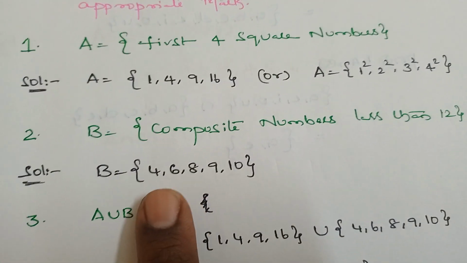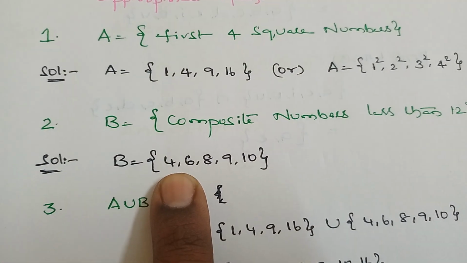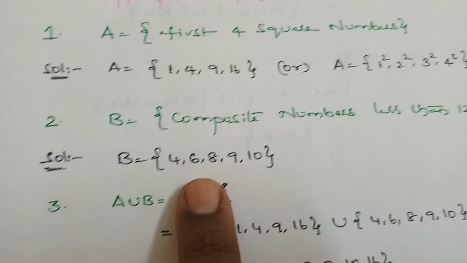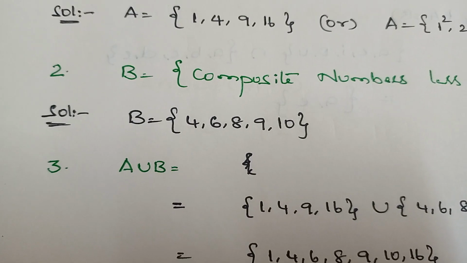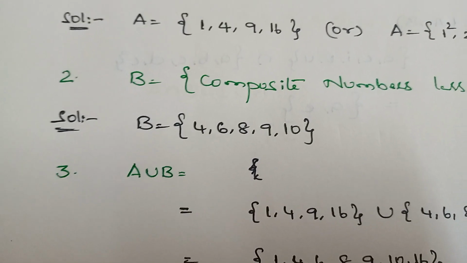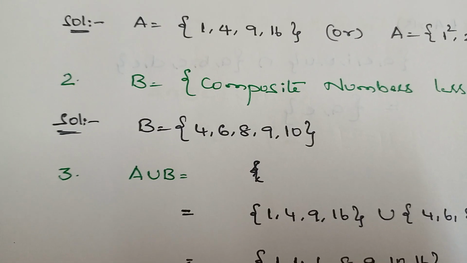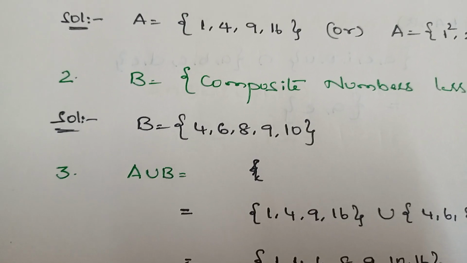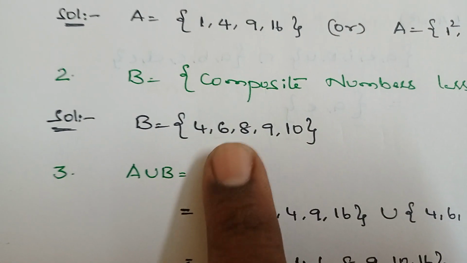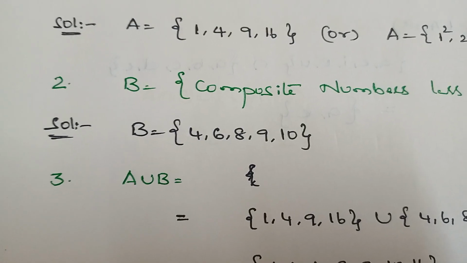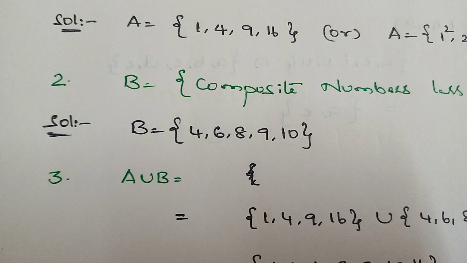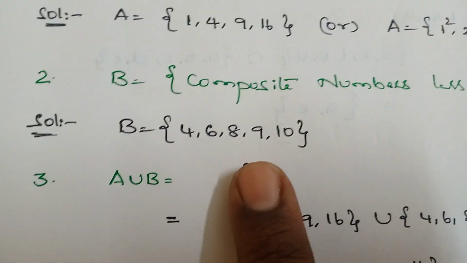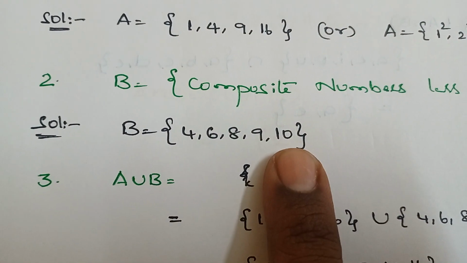So 4 is the minimum composite number. Next 6, because 4 will go in 1 table, 4 table and 2 table. So other than 1 and itself, 1 and itself is 4, and what is the other table? 2 table. 6 will go in 1 table itself, 6, and what are the other factors? It will go in 2 table and 3 table. So therefore it is a composite number. Similarly 8, 9 and 10.